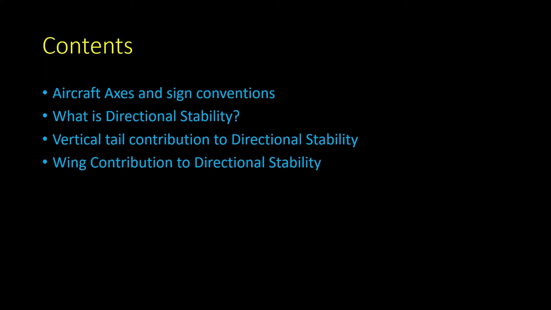Then we will see what is the contribution of the vertical tail to the directional stability of the airplane. And in the end we will see what is the contribution of wing, specifically wing sweep back to the directional stability of the airplane.